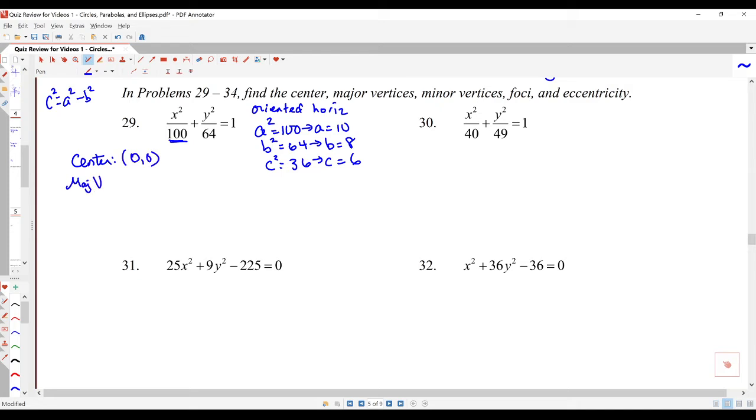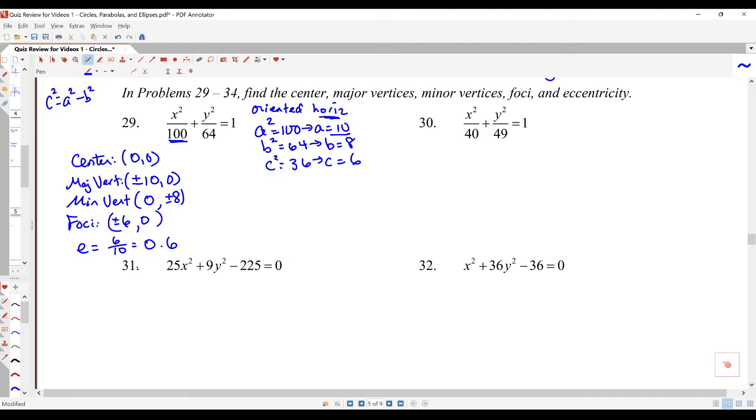My major vertices are therefore horizontal. So I'm going to go left and right 10, that's a. So I get plus or minus 10, 0. My minor vertices are therefore going to be vertical. That's going to be up and down 8. And then our foci are on the major axis again, so they're going to be left and right 6, so plus and minus 6, 0. And then my eccentricity is c over a, and so as a decimal that is 0.6. And I will accept either the fraction, although you should reduce it, or the decimal version.